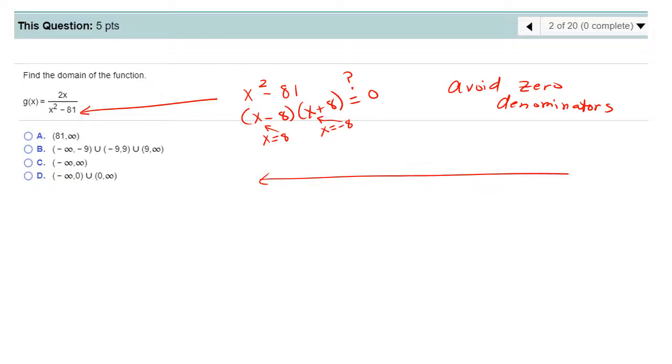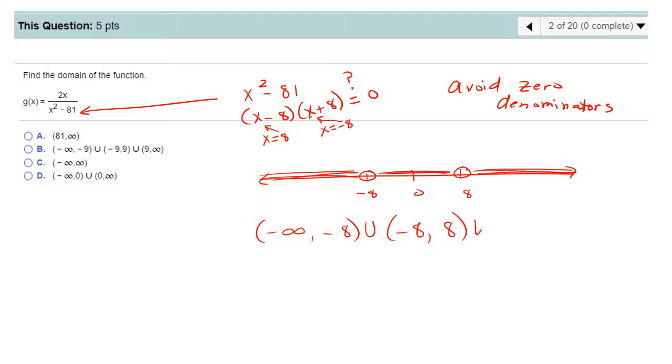That means every number on the number line except positive 9 and negative 9 can be used in this domain for the x. That gives us 3 sections of the number line shaded. Every number from negative infinity to negative 9, combined with every number from negative 9 to positive 9, combined with every number from positive 9 to positive infinity. So my domain is answer B.